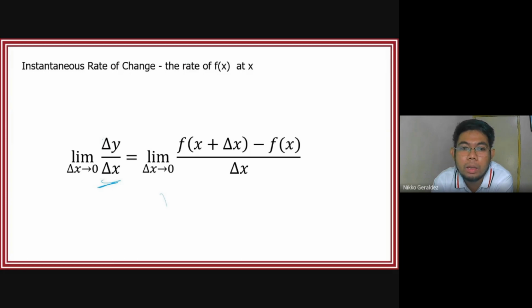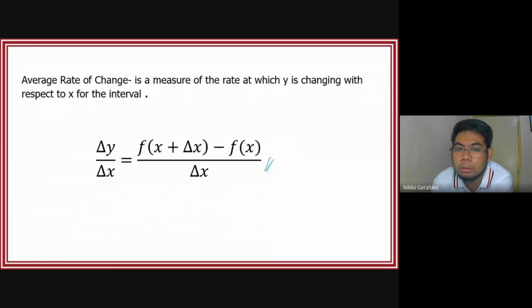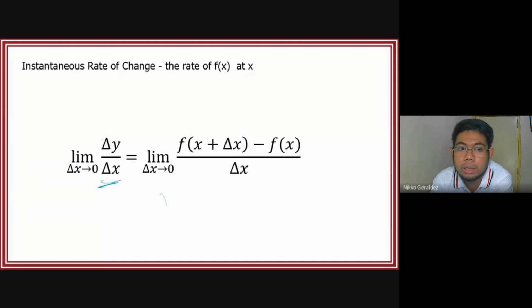Then, instantaneous rate of change, so the rate of f of x at x. Formula, limit of delta y over delta x as delta x approaches 0. That is equivalent to the slope of the tangent line. So, ano yung pinagkaiba nila? Average rate of change, meron kang given interval. Meron kang x sub 2, x sub 1, y sub 2, y sub 1 para makuha mo yung average rate of change.